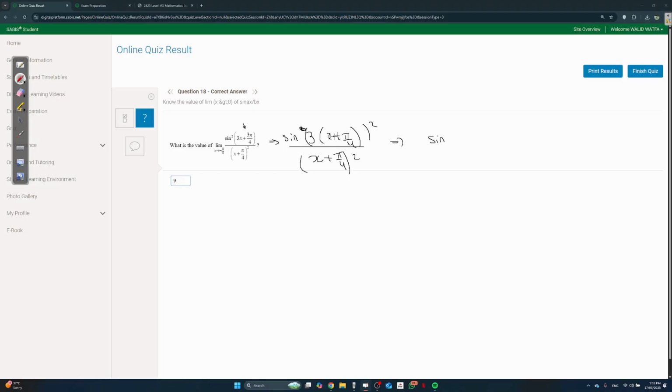When you square it, you're going to get sine. 3 squared is 9, right? x plus pi over 4 squared is just x plus pi over 4 squared over x plus pi over 4 squared. So as you can see here, this follows the rule we did earlier. Sine x over x is equal to 1. So this over this is just going to cancel, and we're left with what? 9. Okay, that's it.